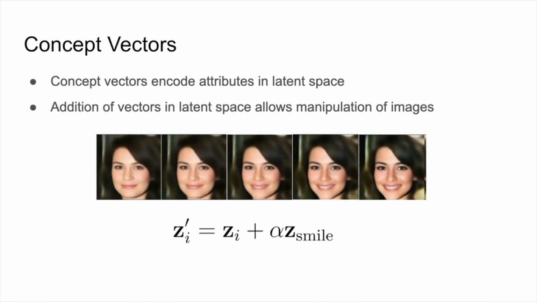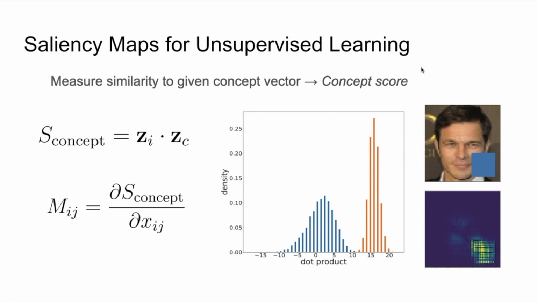And concept vectors encode high-level information or high-level features about our data set in the latent space, and they can, for example, be used to manipulate images by adding or subtracting them from certain latent representations of your images. For example, we can add a smile to a non-smiling face.